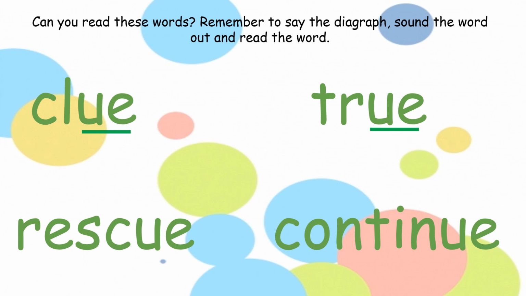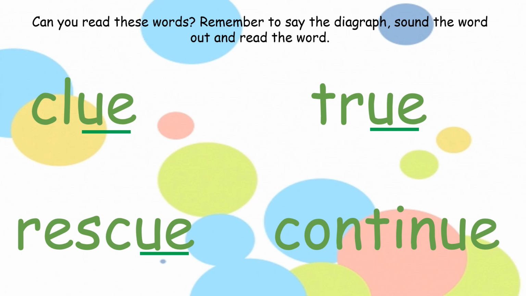Your second word, spot the digraph. Oo, use your sounds. True. Your third word, spot the digraph. Oo, use your sounds. Res, cue, rescue, as if you can rescue a cat from the tree.